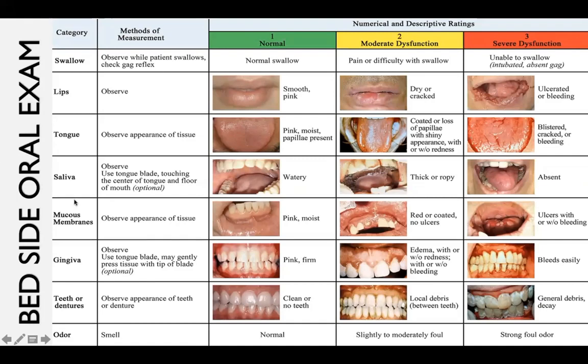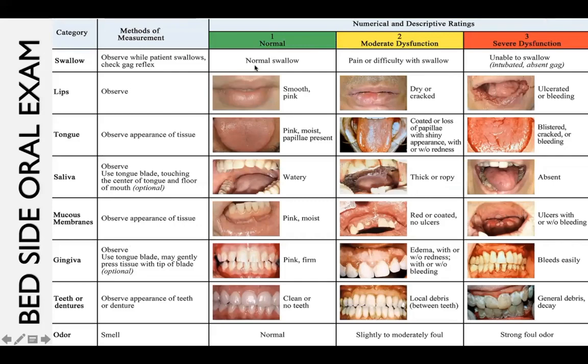And then we have tongue, and saliva: copious, thick, watery. Mucous membrane: pink, moist, red, coated, or ulcers or no ulcers. And then gingiva: swollen or not, edematous or not, red or not, or white, hairy leukoplakia. We also need to look for hairy leukoplakia here on the tongue. And then teeth: we look at the teeth, clean or not clean, or local debris or plaque or calculus formation, and general debris or decay. And then we look for odor, meaning smell: normal, slight to moderate foul odor.